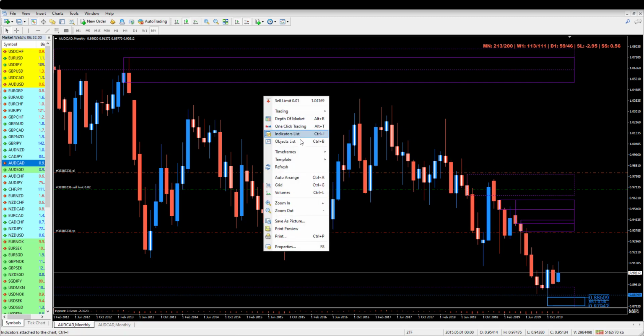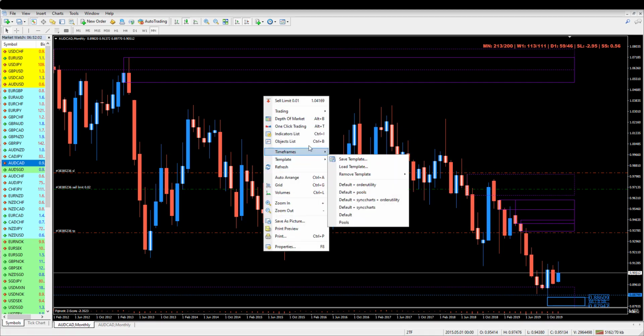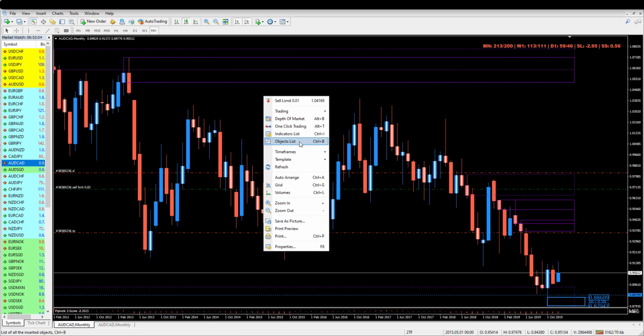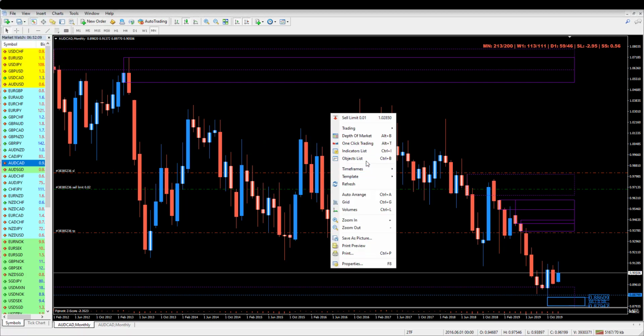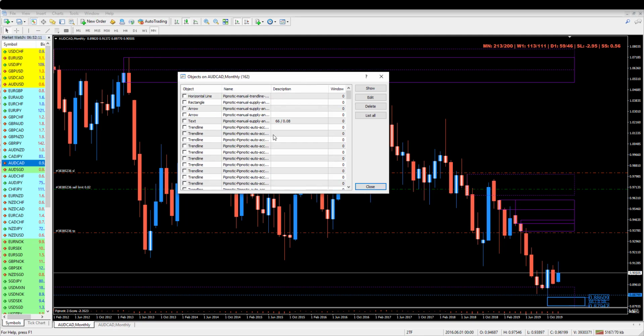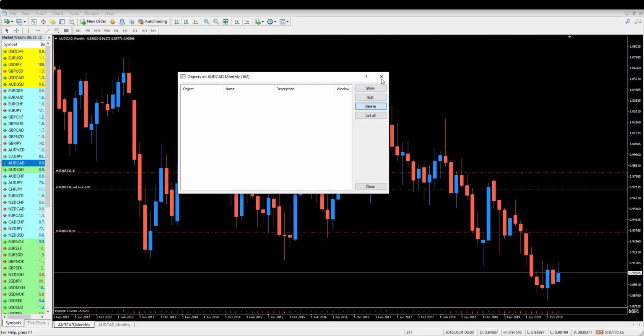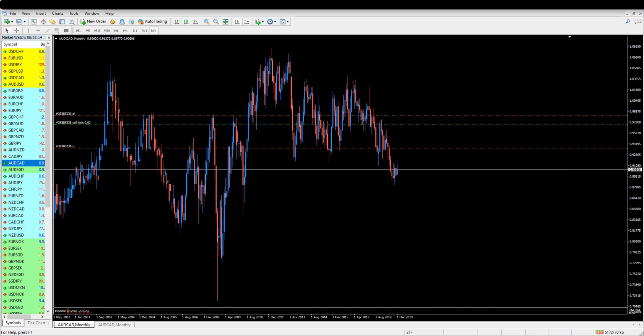Let's do another example. Let's remove all of these. Mark them all, delete them, zoom out. Let's find something else. The Aussie franc.